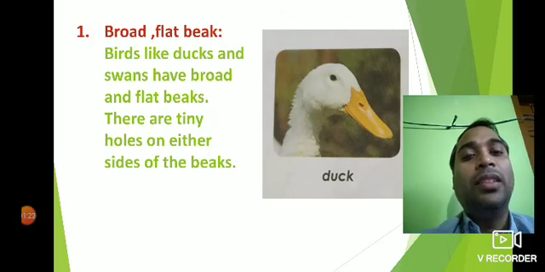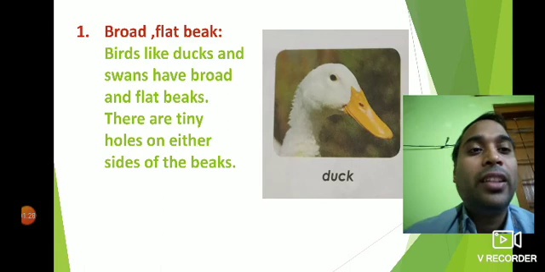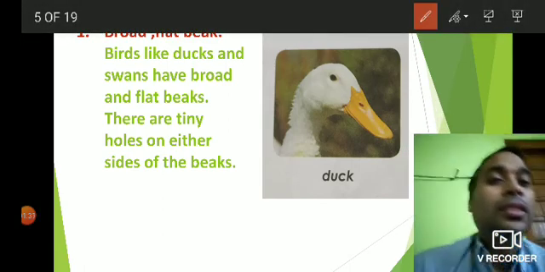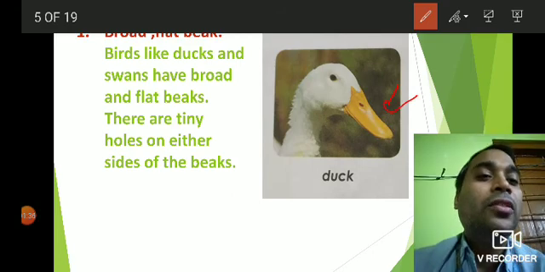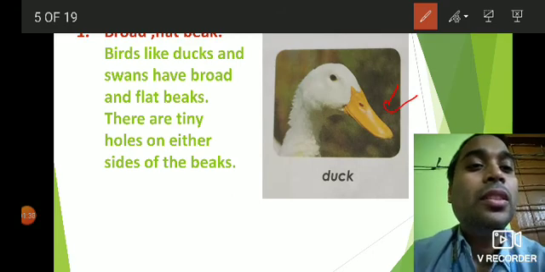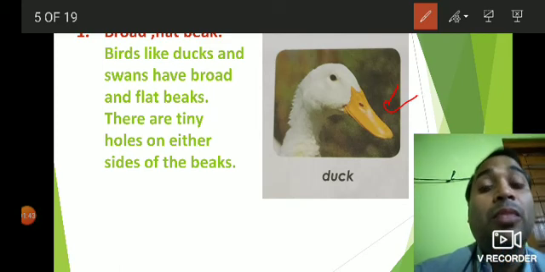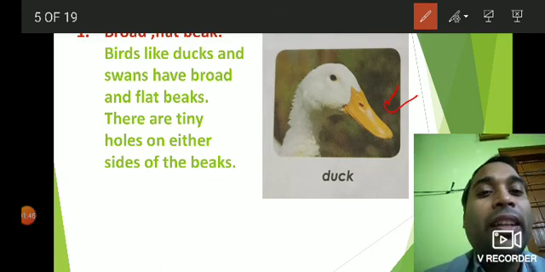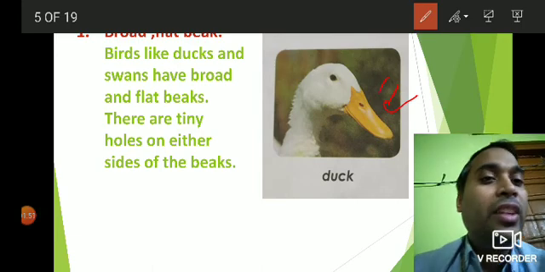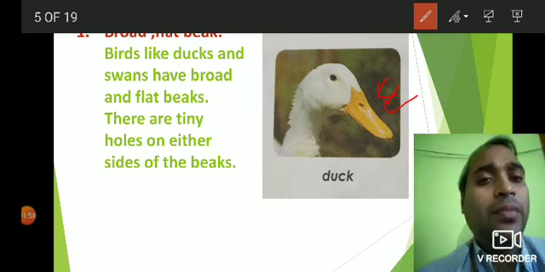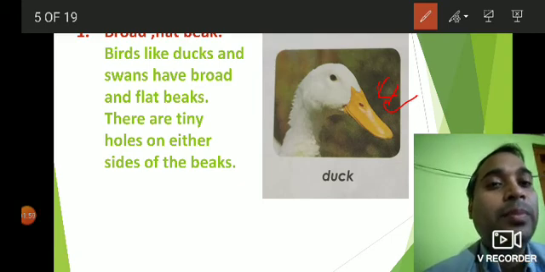So first of all, let us talk about the broad flat beak. Birds like ducks and swans have broad and flat beaks. As you can see here, the beak of the duck is quite broad and flat, and there are tiny holes on either side of the beak. They also have holes in their beaks, you can see here.